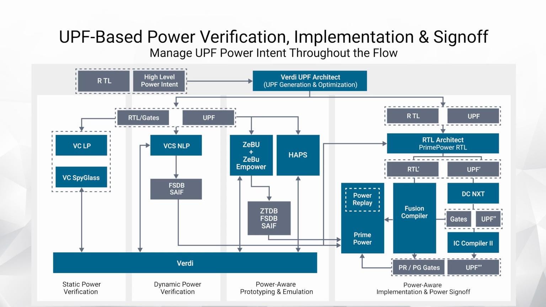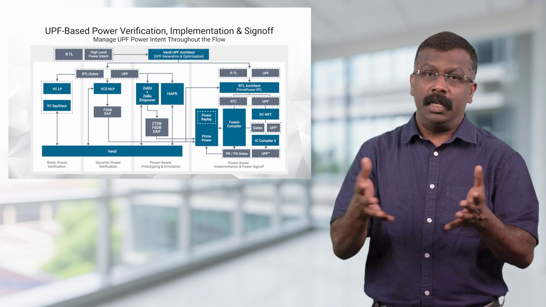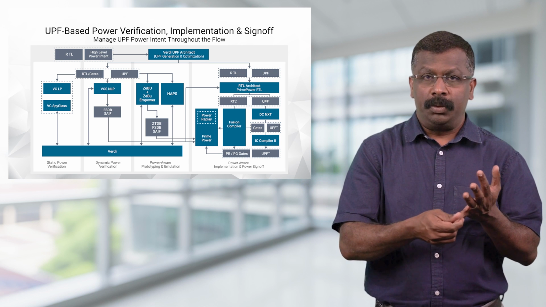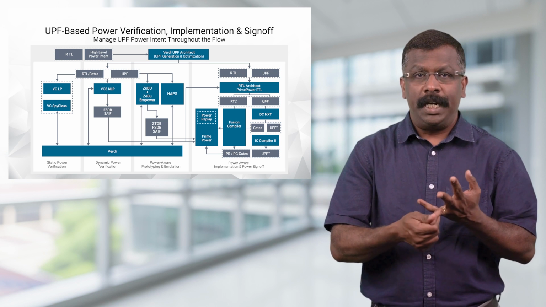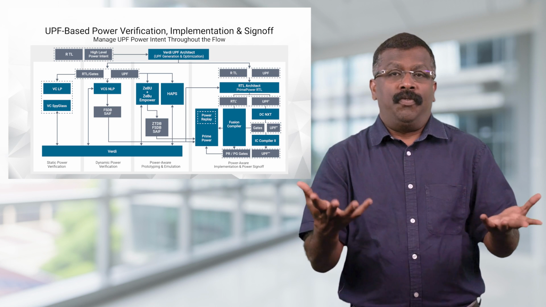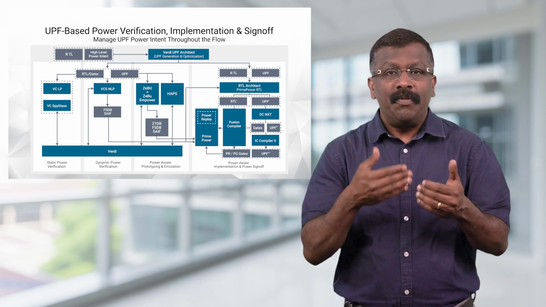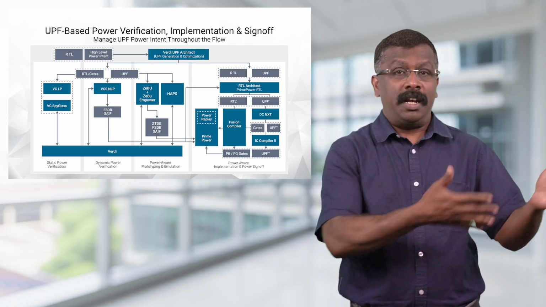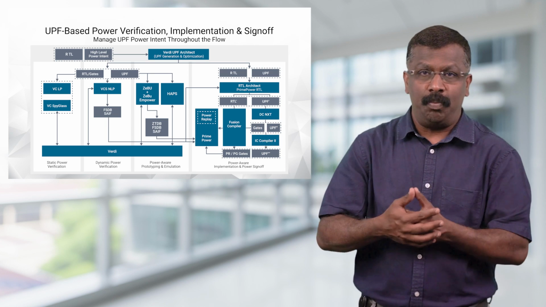UPF generated or designed needs to work across all phases of a typical RTL to GDS flow, which includes RTL design, implementation, verification, and sign-off. We cannot afford to have multiple UPFs for different aspects of the flow. For example, sign-off one UPF versus RTL one UPF.